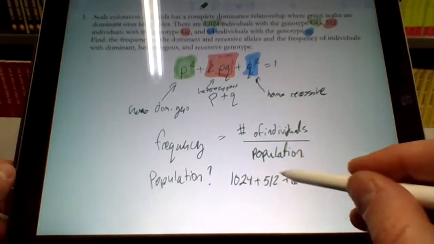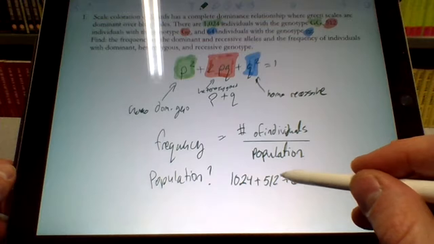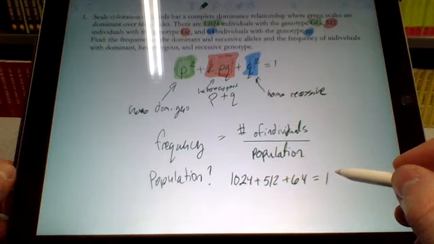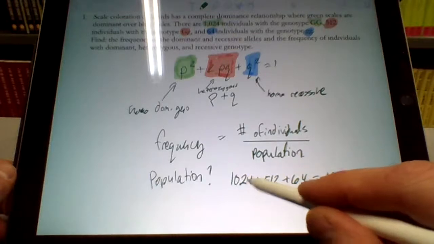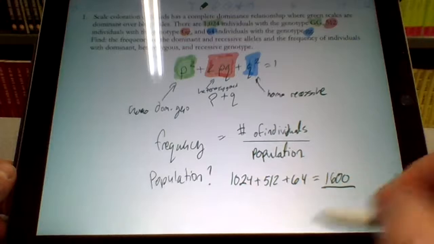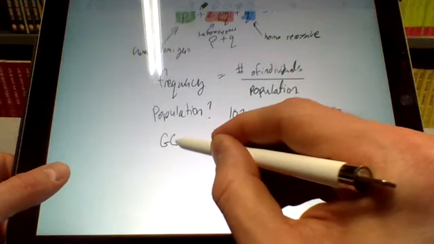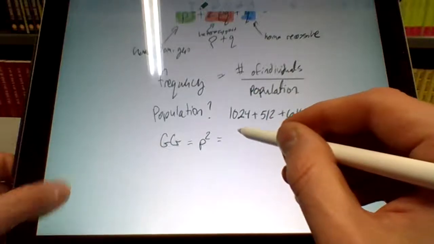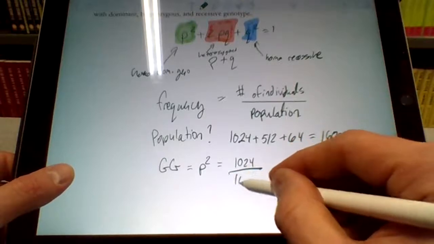Let's see, so it looks like we get 1,600. Does that look right? Yeah, so 1,600. The total is 1,600. So this means that for the GG, which is also the p squared, we have 1,024 divided by 1,600.